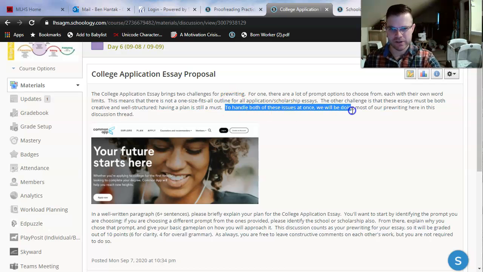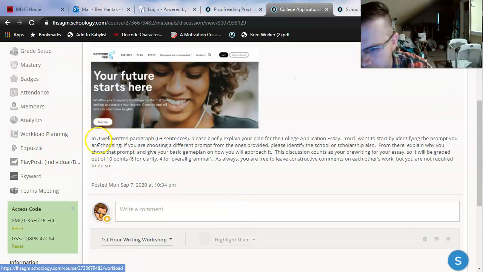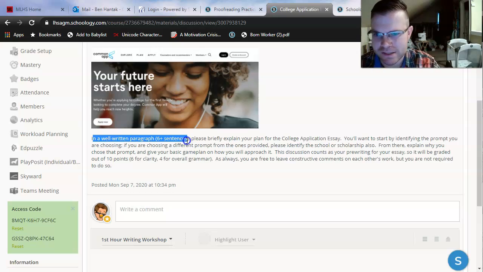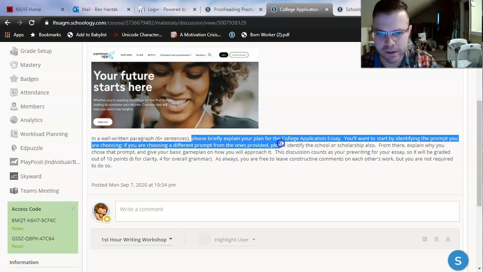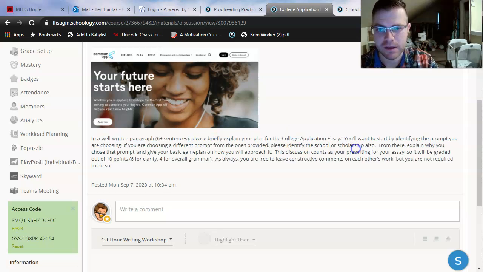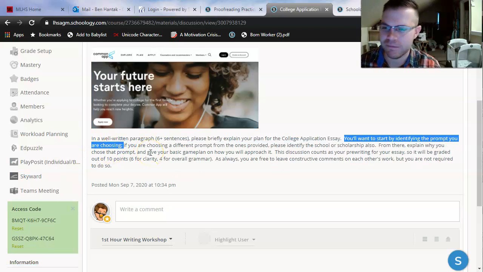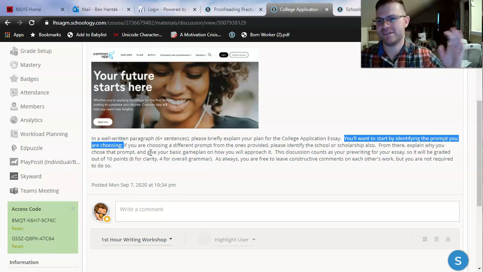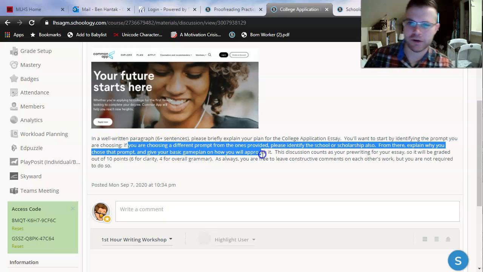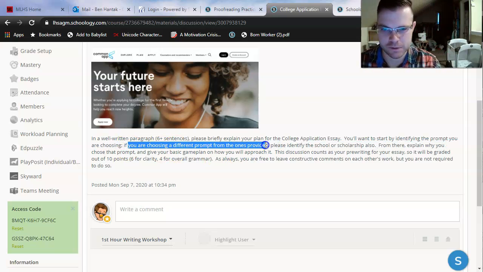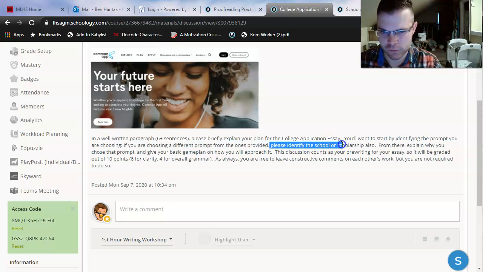To handle both of these issues at once, we'll be doing most of our pre-writing here in this discussion thread. Right under the prompt, in a well-written paragraph, 6+ sentences, so a little bit longer than a normal journal entry, please briefly explain your plan for the college application essay. So the first thing you'll want to do is identify the prompt you're choosing. So if it's a Common Application essay prompt, say, I'd like to write about Common Application essay prompt number 4, for instance. If you are choosing a different prompt from the ones provided, so like a different school or a scholarship, you'll want to identify the school or scholarship along with its prompt question.